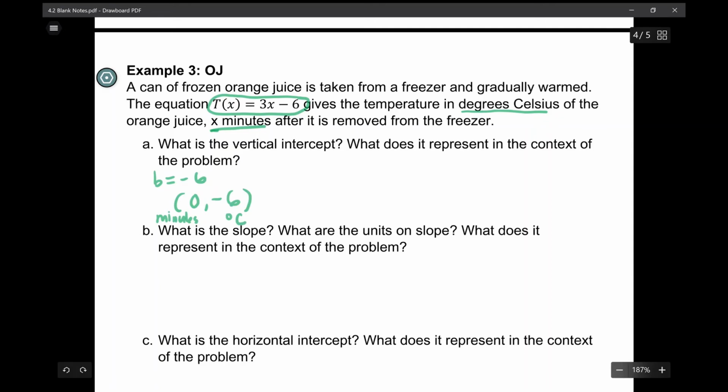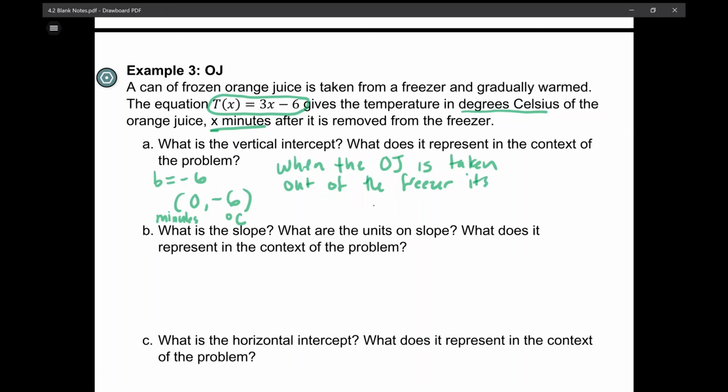0 minutes gives me an output of negative 6 degrees Celsius. So that means when the orange juice is taken out of the freezer at time 0, it is negative 6 degrees Celsius.